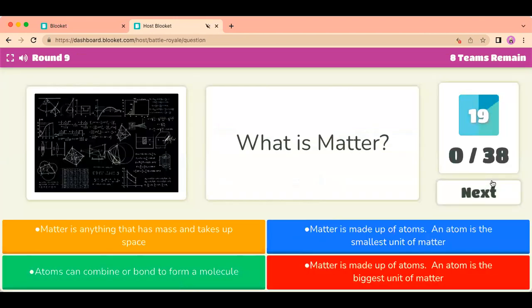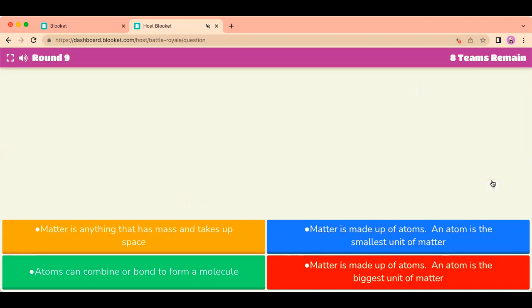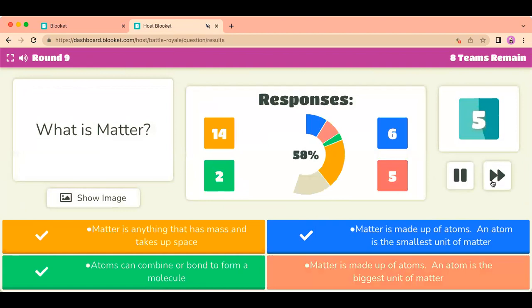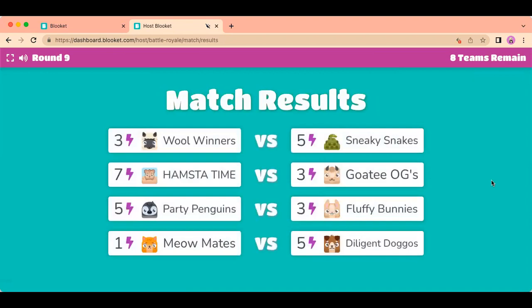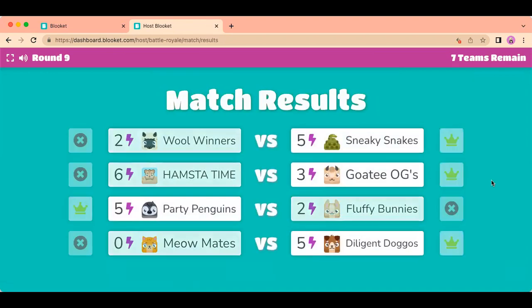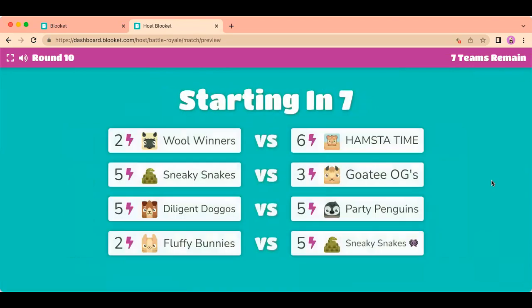It's Hamtaro time. Whoa, whoa, whoa. So what is matter? This question has been asked since last week. Okay, let's see the match results. Say goodbye to mailmate. No, the cat is gone. 7 teams left now.